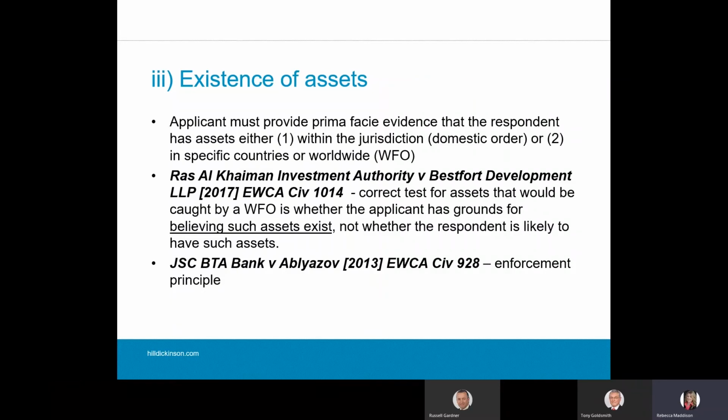And in Ras Al Khaimah Investment Authority and Besfort Development, the correct test for assets that would be caught by a worldwide freezing order is whether the applicant has grounds for believing such assets exist, not whether the defendant is likely to have such assets. And in JSC Bank and Ablyazov, a case that we're going to see a bit later, the enforcement principle was established, and that is that the court will only grant a freezing order in respect of assets that would be available for execution of any subsequent judgment.